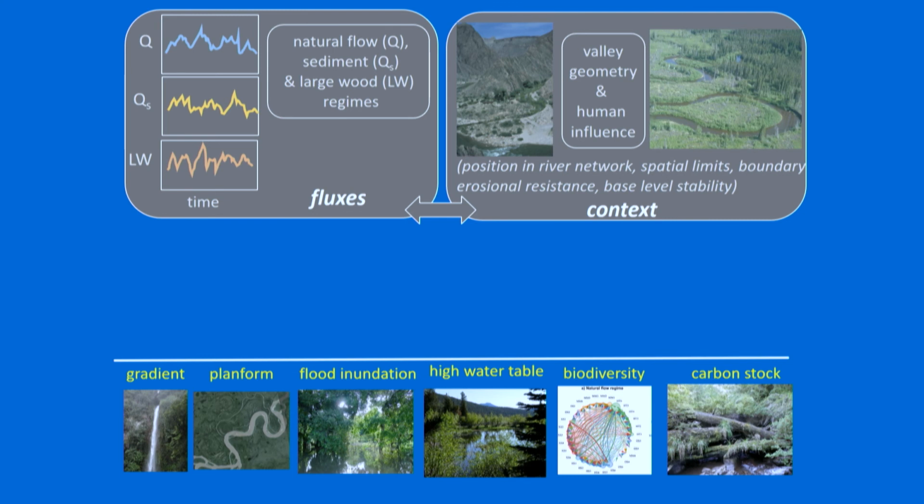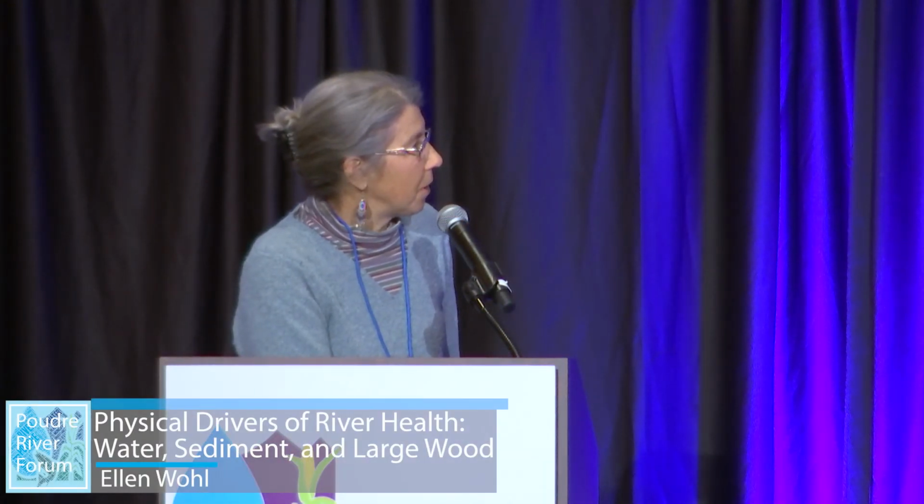And the details of where the river reach is in the network, if you're in the headwaters versus a lowland area, there are differences in water, sediment, and large wood inputs. The spatial limits is just how wide is the valley? Will you never have a meandering channel, for example, because there's no floodplain and the channel can't move very much laterally?